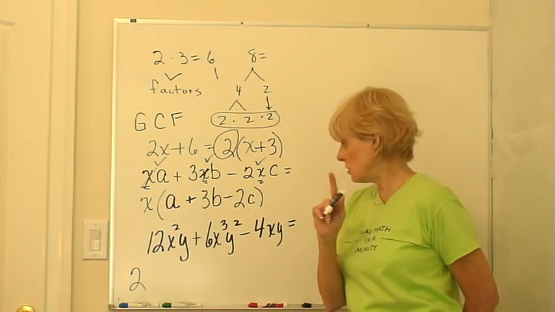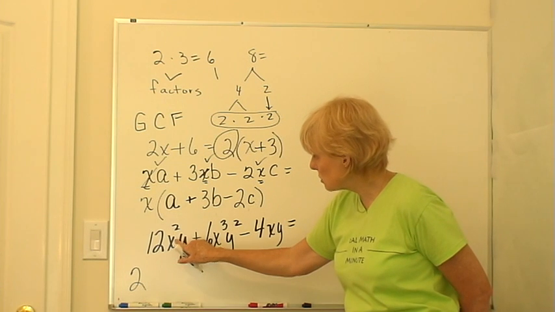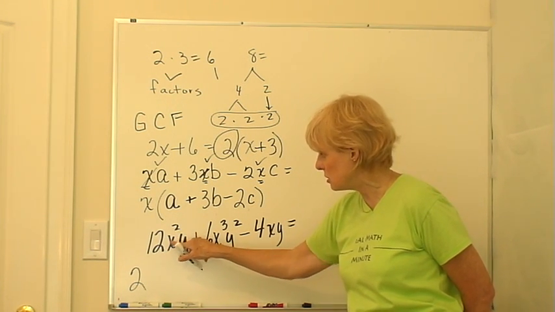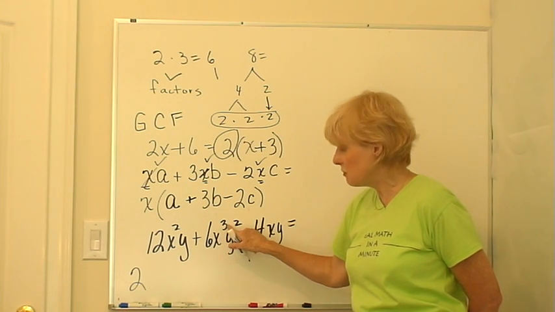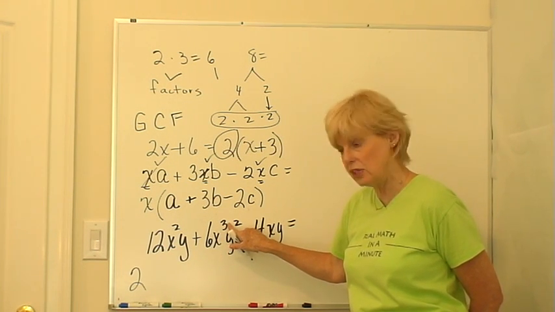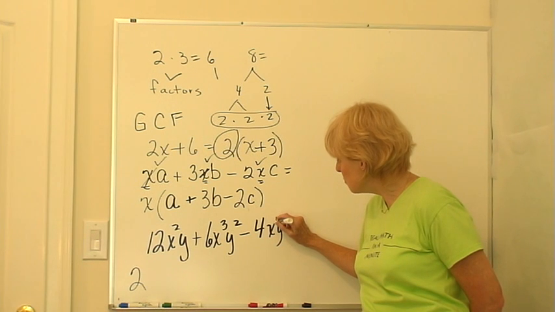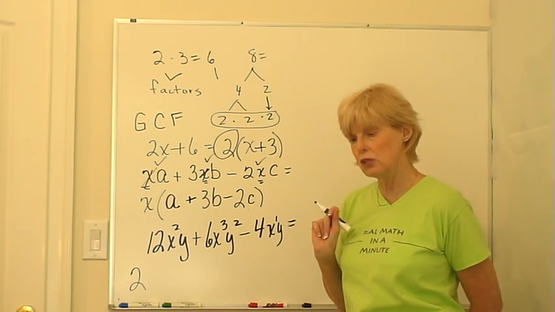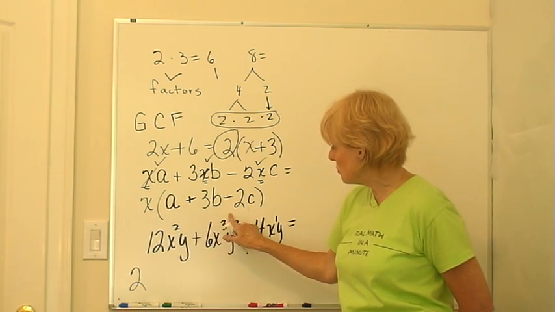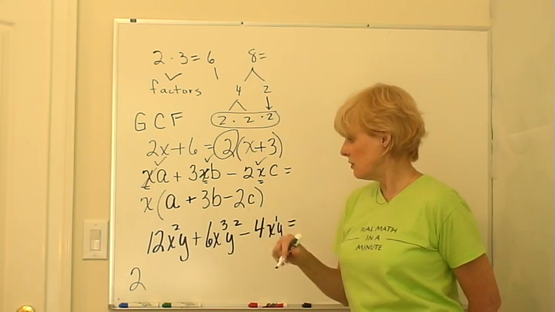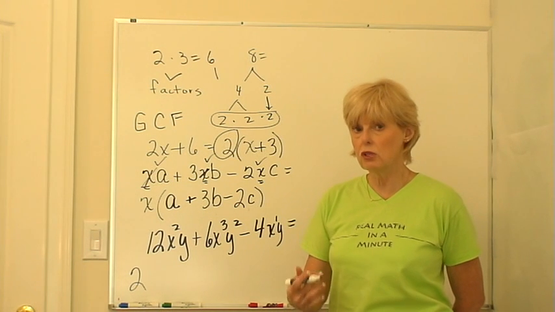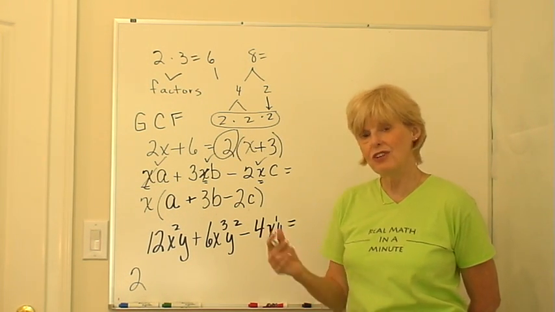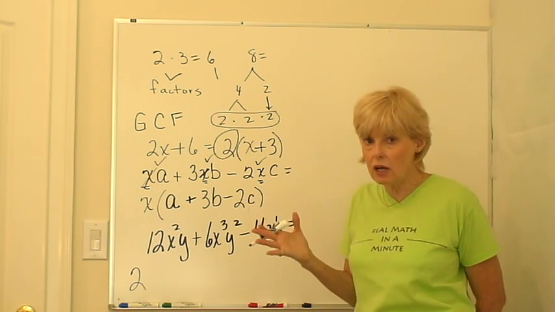Now we look at each variable separately. We look here, we've got x squared. So we've got x times x, 2 of them here. We've got x's here, we've got 3 of them. X times x times x. And here we really only have 1 x. Okay, because if there is no exponent, we know there's only 1. So we say, well, if there's 2 there and 3 there and 1 there, they all have at least 1 x as a factor, correct? Yeah. So that's all we can take out is what they have in common.